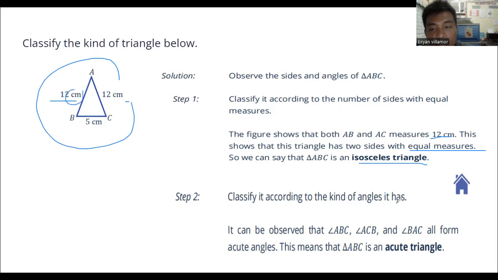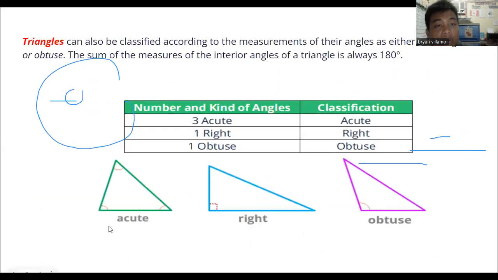Classify it according to the kind of its angles. It can be observed that angles ABC, ACB and BAC all form acute angles. This means that ABC is an acute triangle. If we go back, acute means three acute angles.